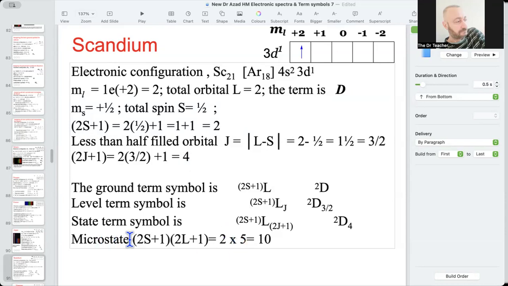Microstates number, or number of microstates, same thing: 2S plus 1 times 2L plus 1. So now 2S plus 1 is 2. 2L plus 1, 2 times 2 plus 1, is 5. So 10. 10 times we can arrange. Who can say how we can arrange these electrons 10 times positioned in all these orbitals?